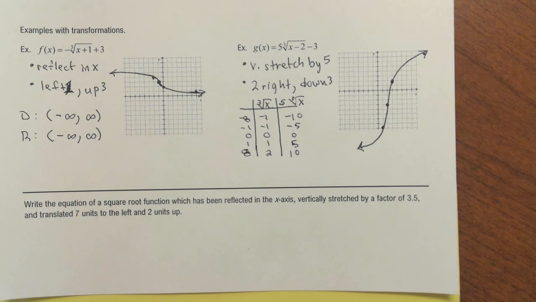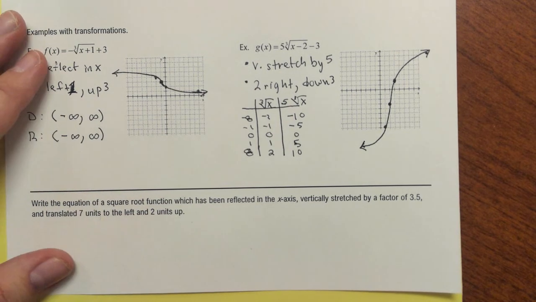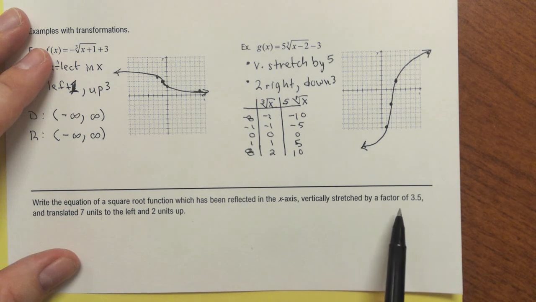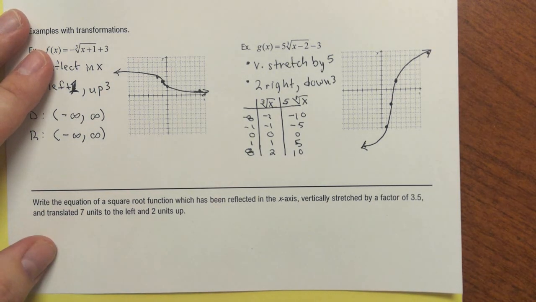So that's the essence of graphing these things. Make sure you understand the transformations. Make sure you understand how to identify the different graphs. The last problem I'll give you here: if I ask you to write the equation of a square root function which has been reflected in the x-axis, vertically stretched by a factor of 3.5, translated 7 units to the left, 2 units up.